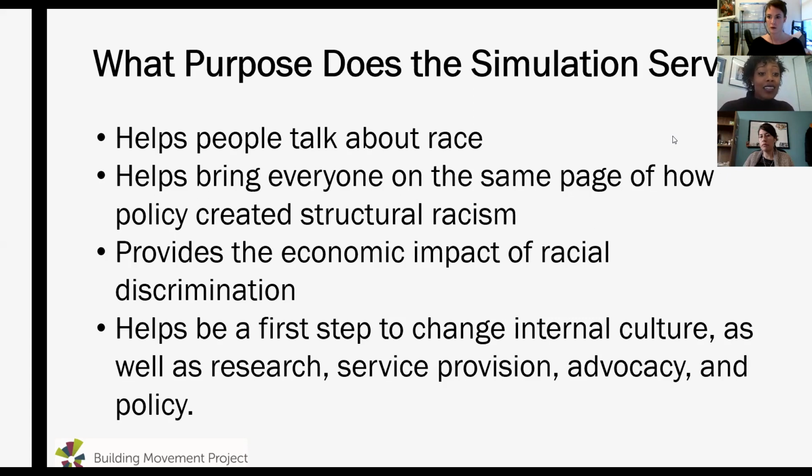we have to understand that it has an economic impact, right? And then also, I think it's a first step for many organizations to start shifting their internal culture, because while most folks understand that there's structural racism, we don't understand how we may be exacerbating it through our internal culture, and how we may not be addressing it through our policy design or service design or advocacy design, for example.